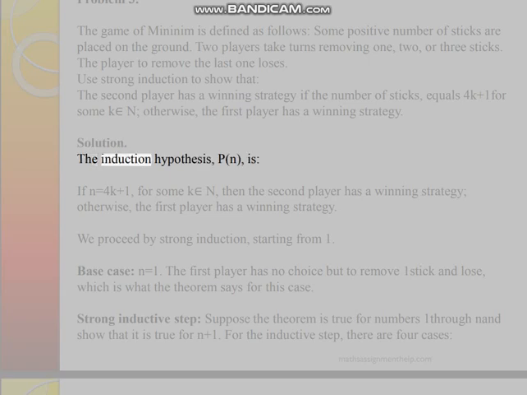Solution. The induction hypothesis P(n) is: if n equals 4k+1 for some k in the natural numbers, then the second player has a winning strategy; otherwise, the first player has a winning strategy. We proceed by strong induction, starting from 1. Base case, n equals 1. The first player has no choice but to remove 1 stick and lose, which is what the theorem says for this case. Strong inductive step. Suppose the theorem is true for numbers 1 through n, and show that it is true for n+1. For the inductive step, there are 4 cases.